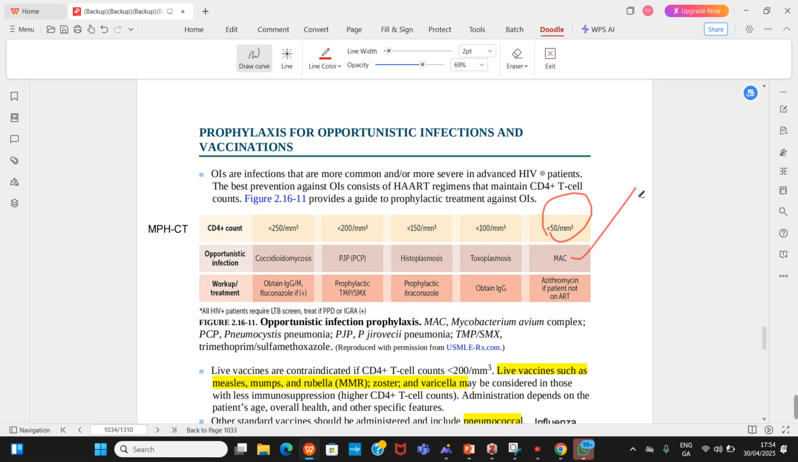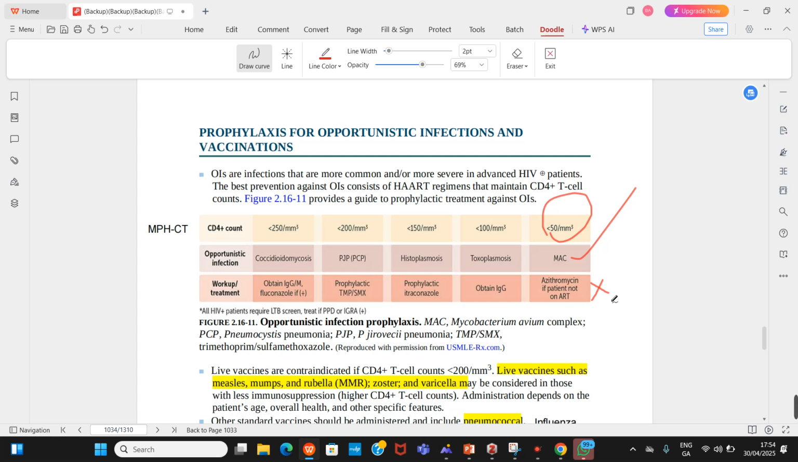But the assignment is to look at it. Is this person on HAART? Oh, this guy is on HAART. He will not need MAC. He will not need anything for MAC. Some people will forget. Please don't forget. Once you're on HAART, you don't need any prophylaxis against MAC.